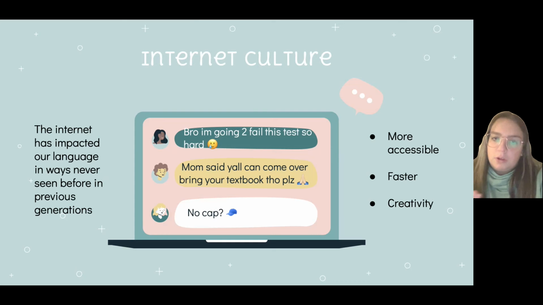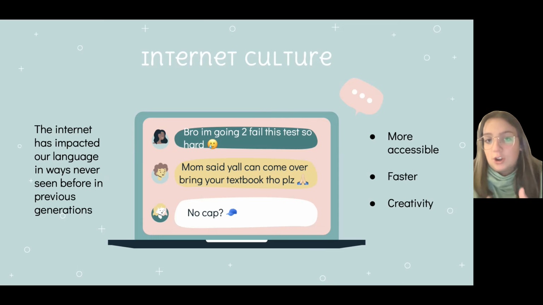So one thing when talking about culture that's very important to talk about is actually internet culture. The internet has impacted our language in ways never seen before in previous generations. The internet has made language more accessible. If we don't understand or don't know the meaning of a word, we can just Google it. You no longer have to go to the library and look at a dictionary.